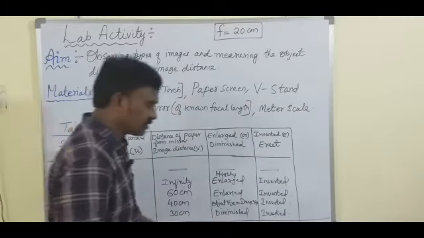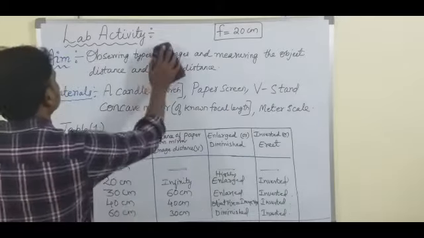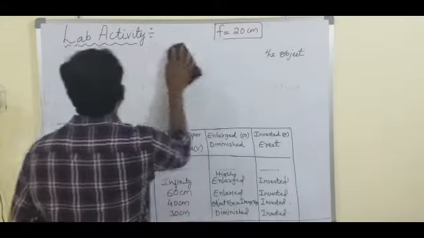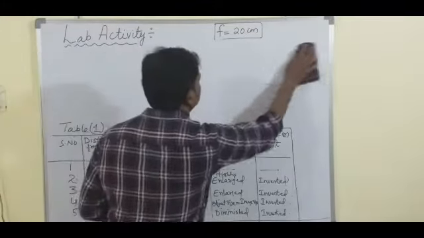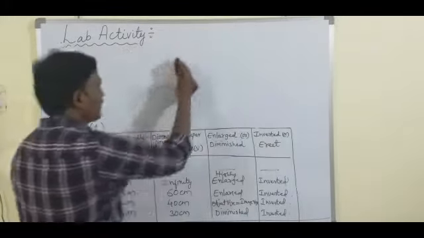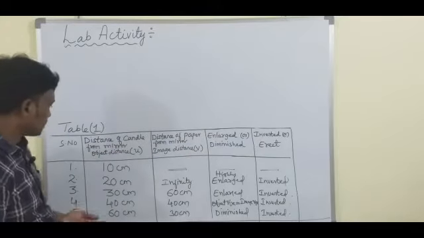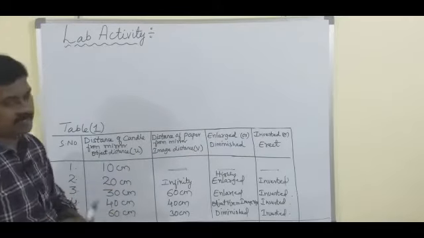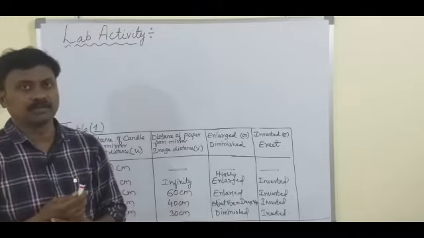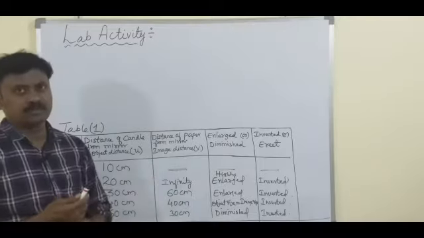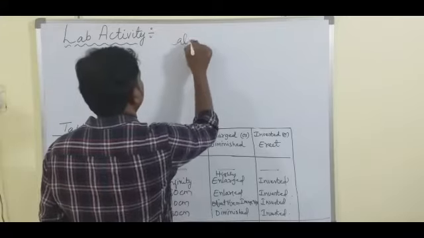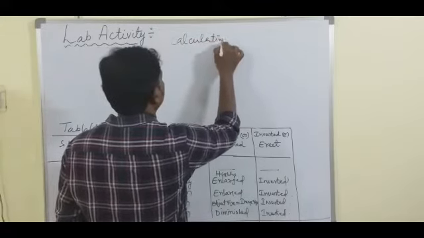Now, suppose we are doing this activity like this. You have taken the object at 10 centimeters, 20, 30, 40 and 60. And let us suppose that you do not know the focal length, and we noted the U and V. So how do you calculate the focal length? Calculating focal length.